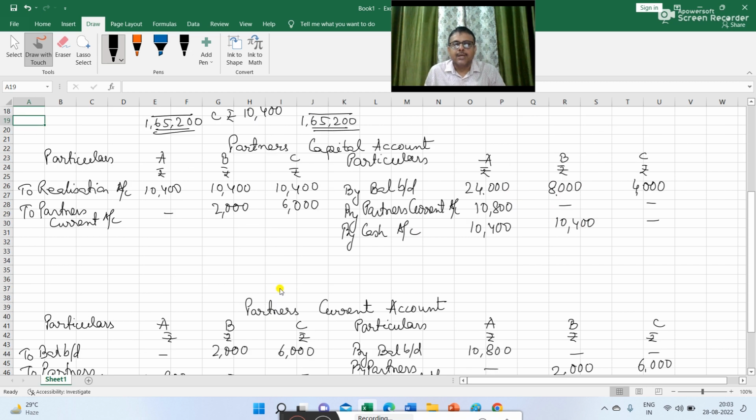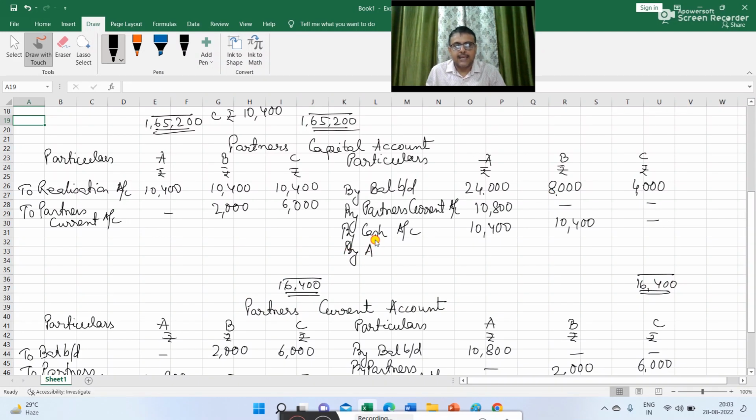The second point in the Garner versus Murray rule states that the deficiency of the insolvent partner will be shared between the solvent partners in their capital ratio. So the deficiency of partner C is 12,400. This deficiency, 12,400, will be shared between the solvent partners A and B in their capital ratio. Their capital is 24,000 and 8,000.